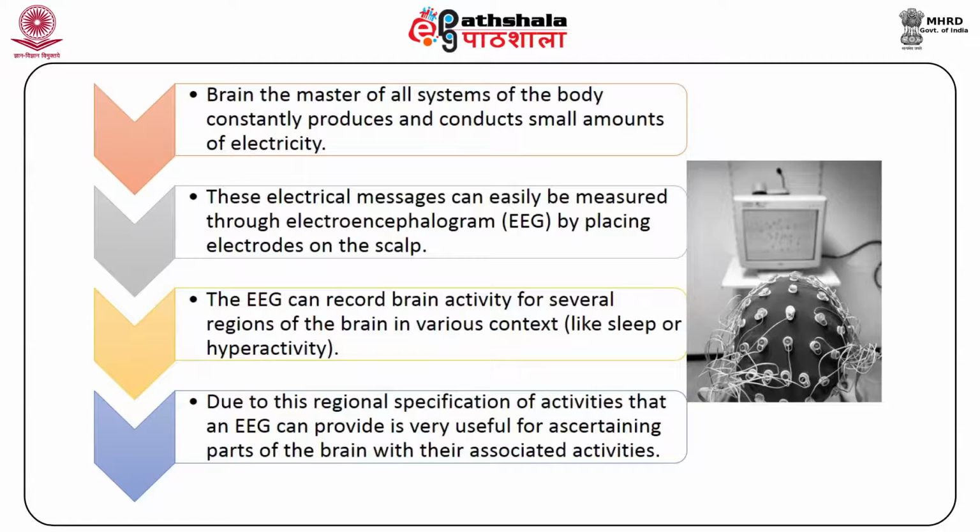Brain activity. The brain, the master of all systems of the body, consistently produces and conducts small amounts of electricity. These electrical messages can easily be measured through the electroencephalogram, EEG, by placing electrodes on the scalp. The EEG can record brain activity for several regions of the brain in various contexts like sleep or hyperactivity. Due to this regional specification of activities that an EEG can provide, it is very useful for ascertaining parts of the brain with their associated activities.